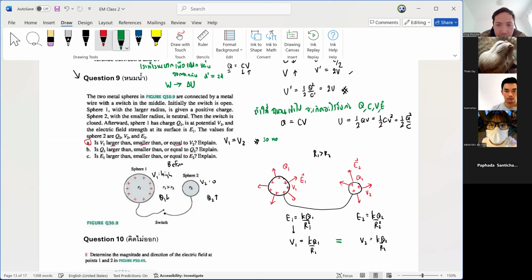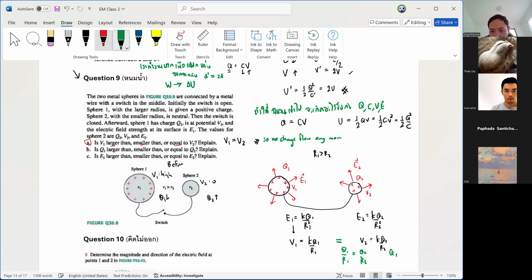So no charge flows anymore. It means that Q1 over R1 must be equal to Q2 over R2. And because R1 is larger than R2, Q is proportional to R, right? So it means that Q1 must be larger than Q2.